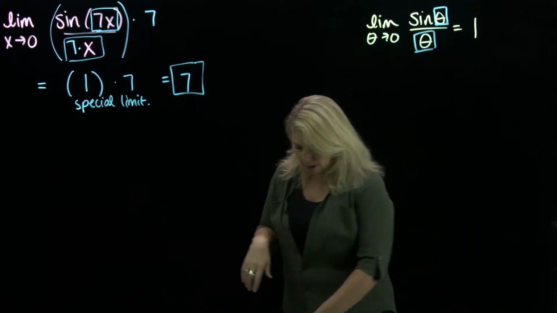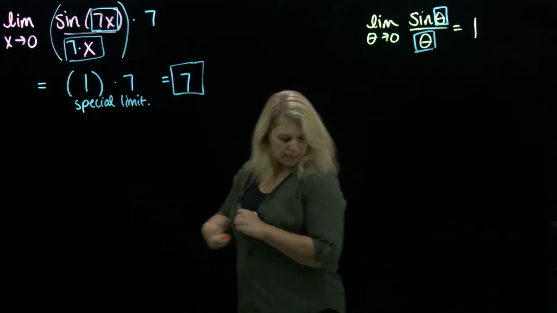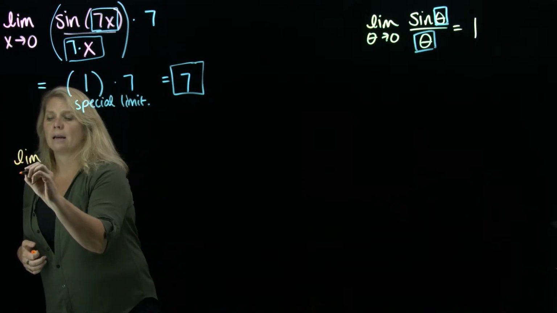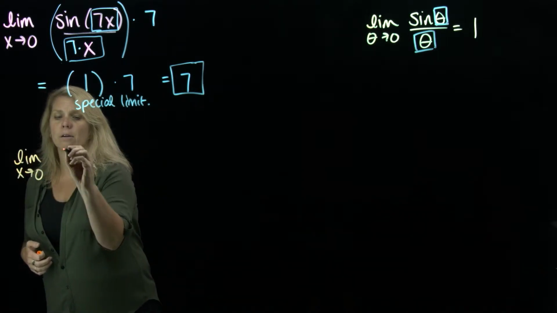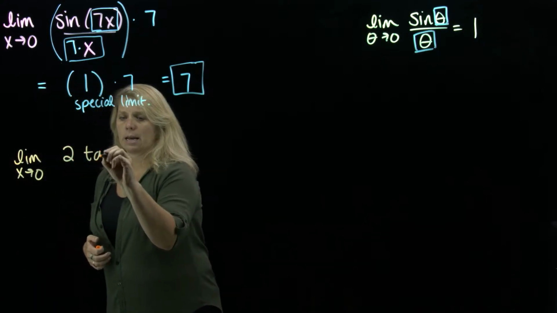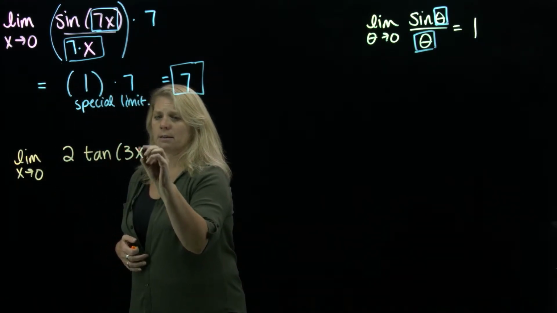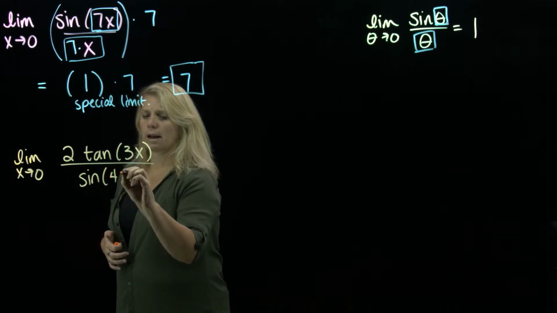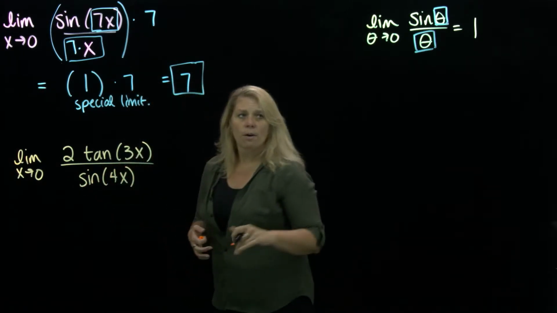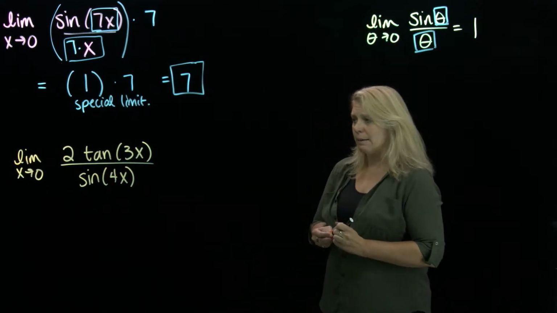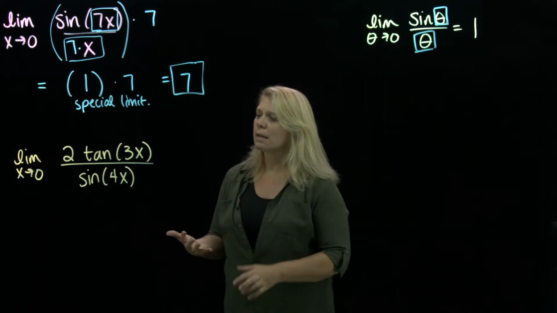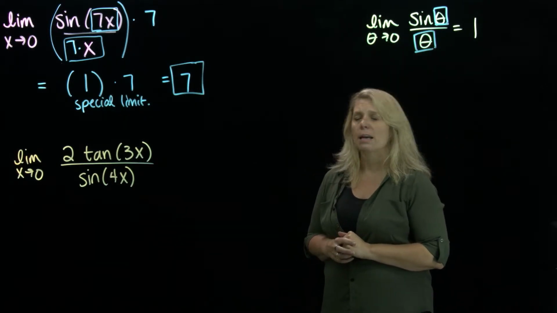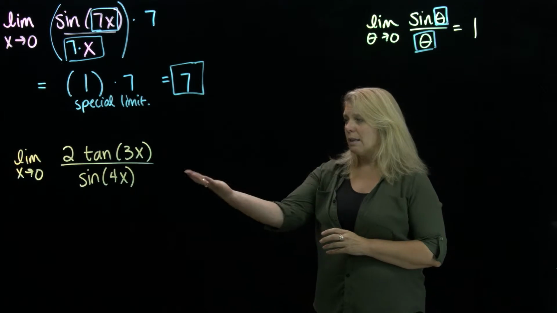All right, we're going to look at one more problem that's just a little bit more complicated here. So let's see. We're going to do the limit as x approaches 0 of 2 times tangent of 3x all over sine of 4x. Okay, so if we're going to be using this special limit to do that kind of problem, one of the things that we want to think about is where are these expressions that would be like a sine of theta over theta in this problem.